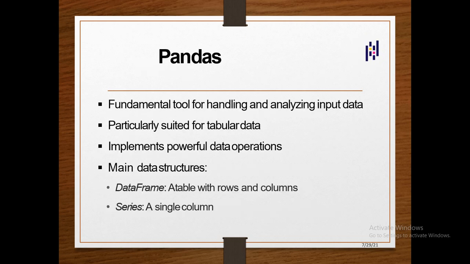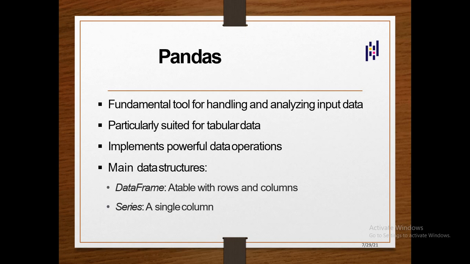Next is Pandas. It is a tool for handling and analyzing my input data. It is basically used for tabular data format. It implements powerful data operations, and the main data structures for Pandas are, first, the DataFrame, which is a table with rows and columns. So DataFrame is the first data structure whenever I talk about Pandas. A Series is a single column. So Series and DataFrame are the two data structures for Pandas, and this is going to help me to analyze my input data.